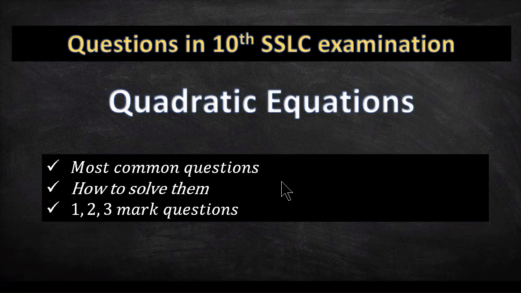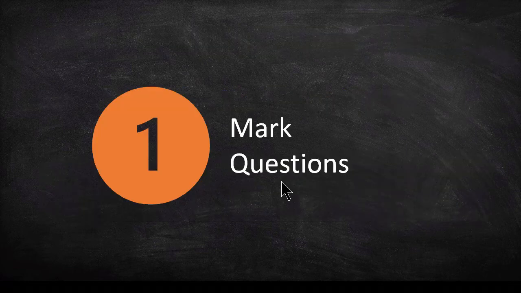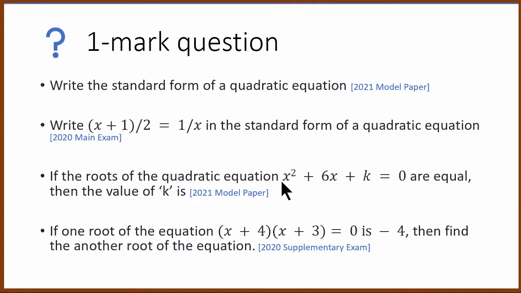All right, so let's look at the exam questions. What are the common questions and how do you solve them? First, let's look at 1-mark questions. The common 1-mark question is: write the standard form of a quadratic equation. This is quite a common question. It came in the model paper of 2021. The standard form is ax squared plus bx plus c equals 0. That is usually a 1-mark question.